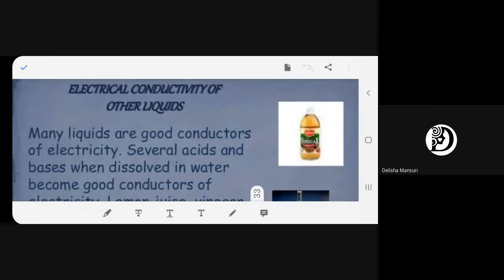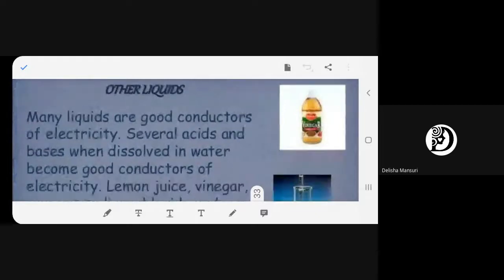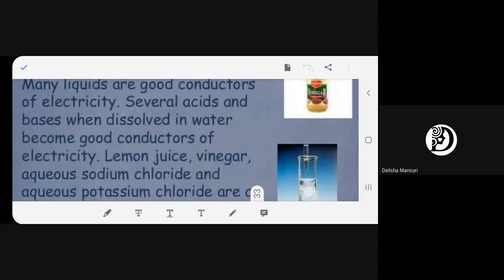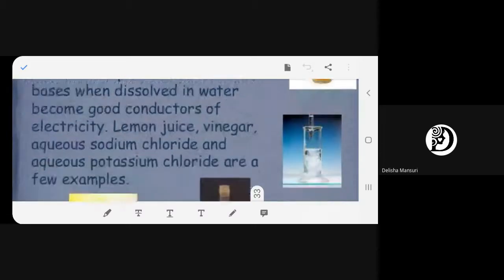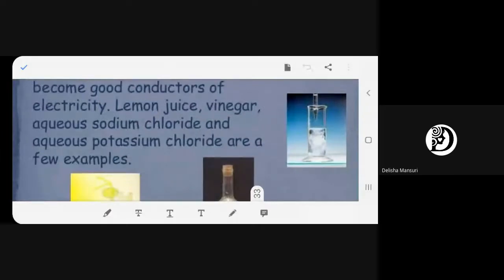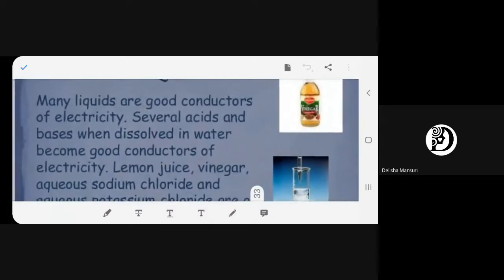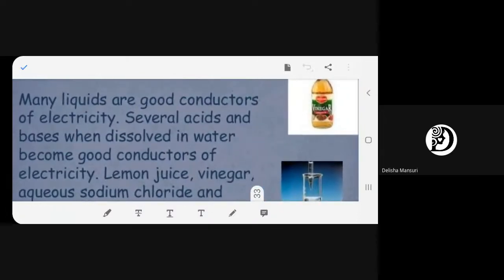Electrical conductivity of other liquids. Many liquids are good conductors of electricity. Several acids and bases when dissolved in water become good conductors of electricity. Lemon juice, vinegar, aqueous sodium chloride and aqueous potassium chloride are a few examples.